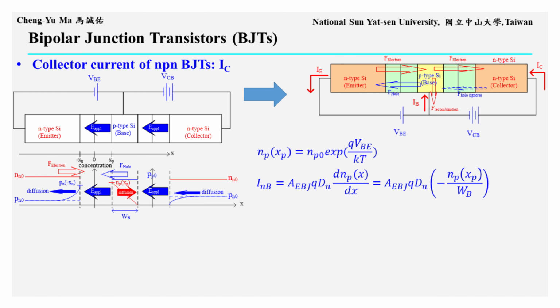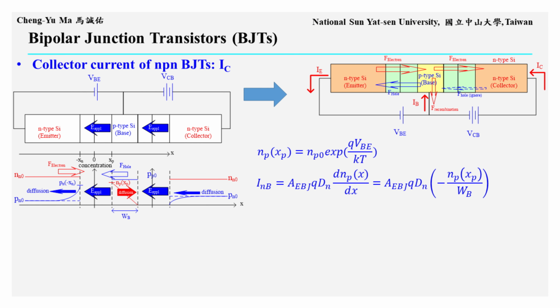gradient. At the edge of the base region near the emitter, the electron concentration, Np at xp, equals Np0 multiplied by the exponential of Q times VBE over KT. Here, the whole ratio Q times VBE divided by KT is inside the exponential term. At the edge near the collector, the electron concentration is approximately 0. Therefore, the electron concentration gradient across the base is approximately negative Np at xp divided by Wb.